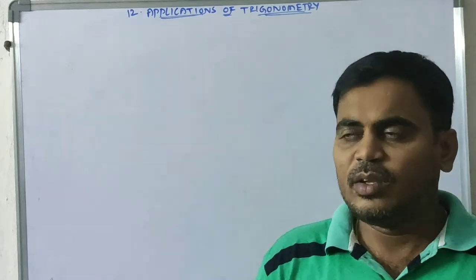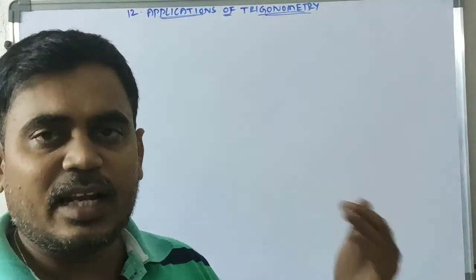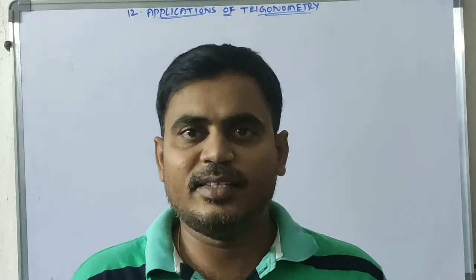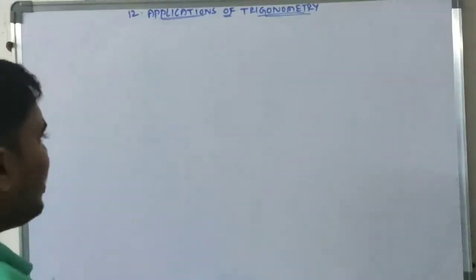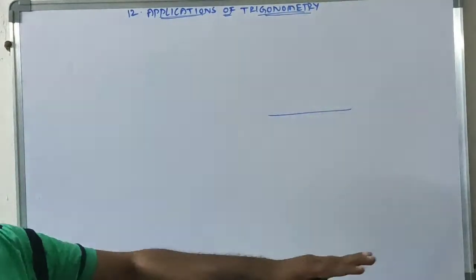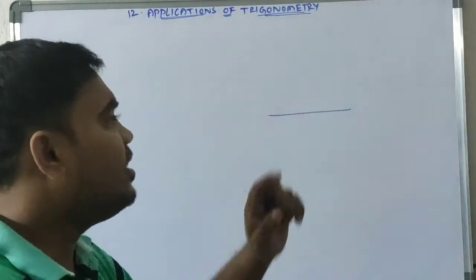So in this chapter we will mainly discuss distances and heights. Before finding distances, lengths or heights, we need to know what a horizontal line is, what the angle of elevation is, what the angle of depression is, and what the line of sight is. The line which is parallel to the x-axis, or parallel to the earth, is called the horizontal line.